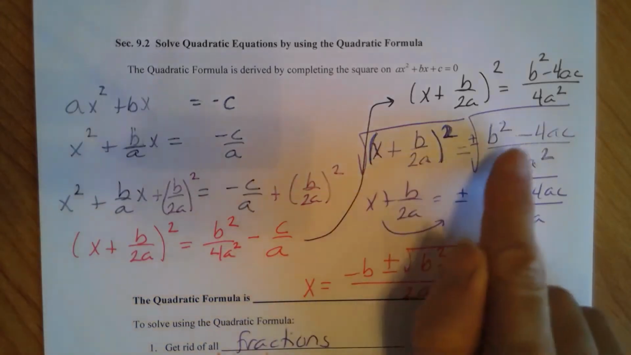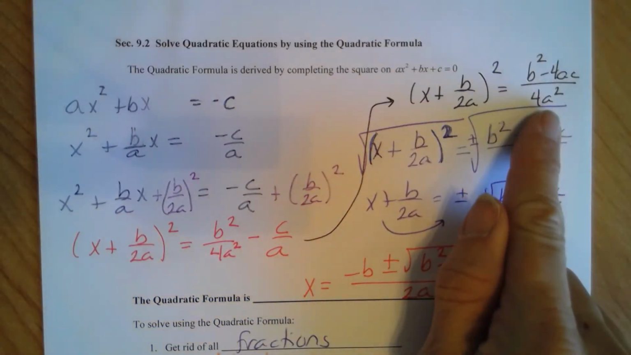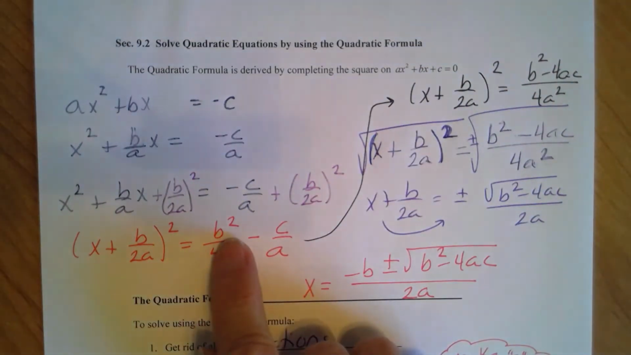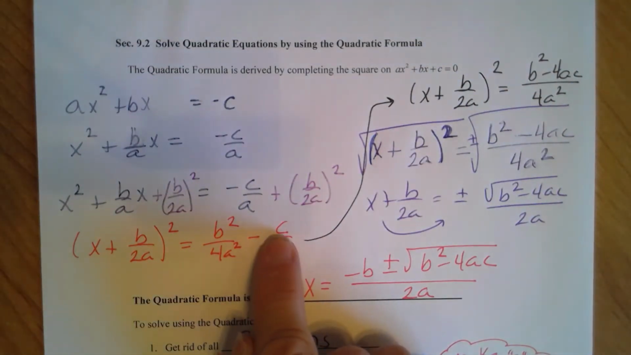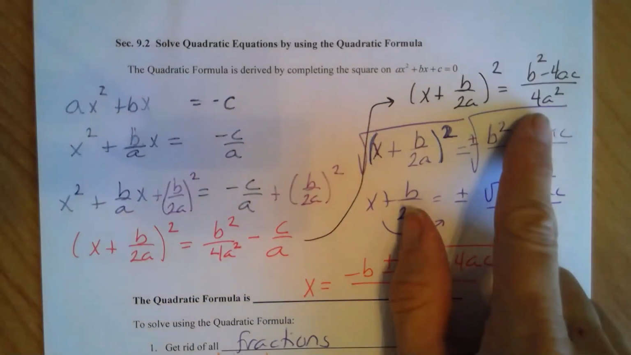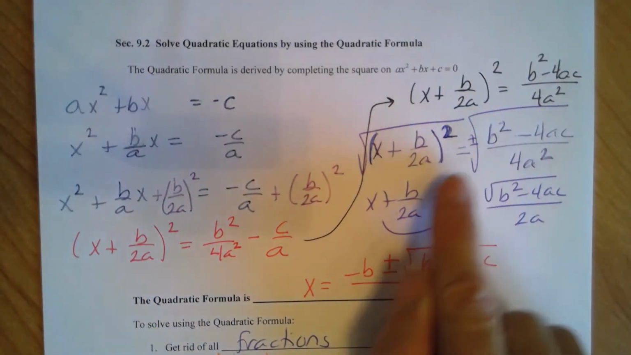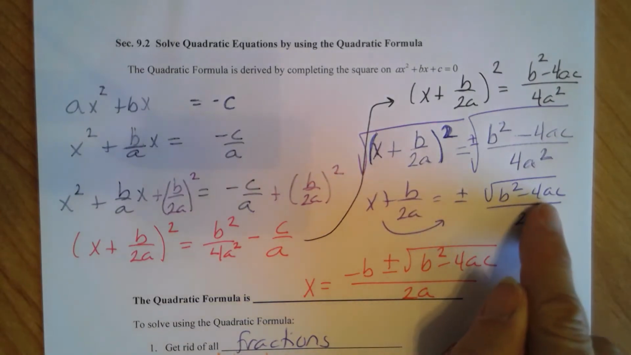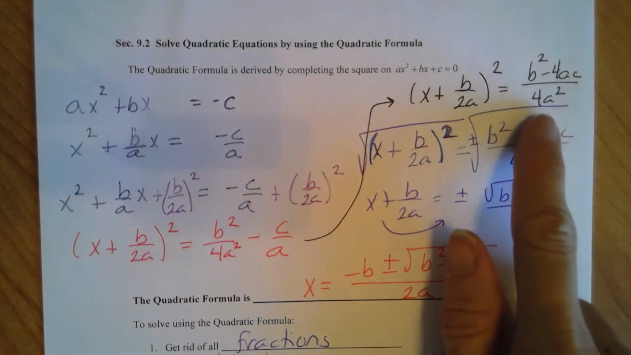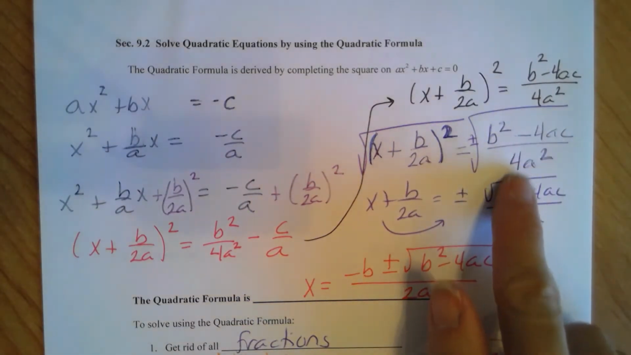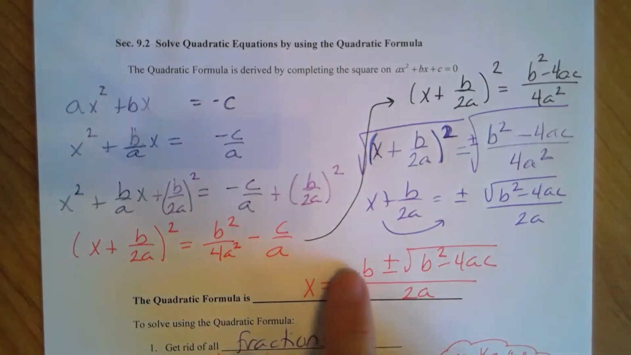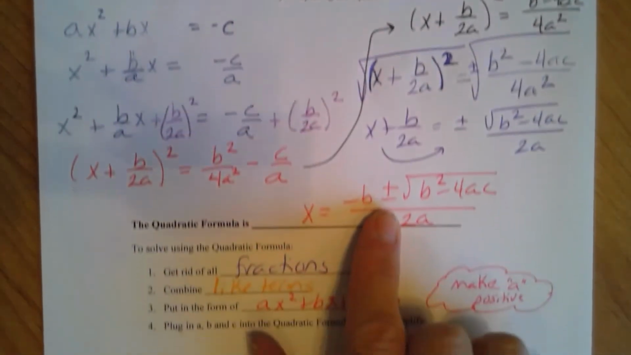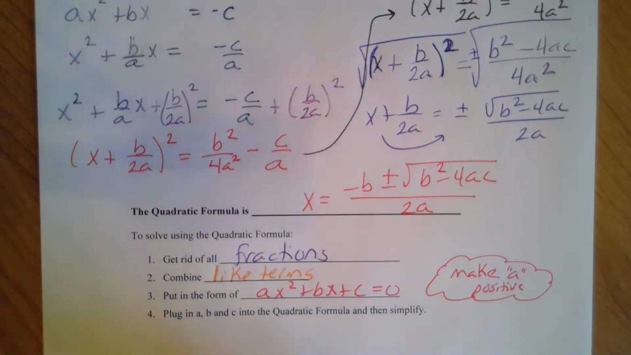Then I found a common denominator, which is 4a squared, and so that turned into b squared staying the same, and then minus 4ac to make a common denominator. Then I took the square root of both sides, so on the left side, the square and the square root cancel, and the right side becomes the square root of b squared minus 4ac all over the square root of 4a squared, and the square root of that is 2a. And then I subtracted the b over 2a, and that's how they get the quadratic formula, just by completing the square.